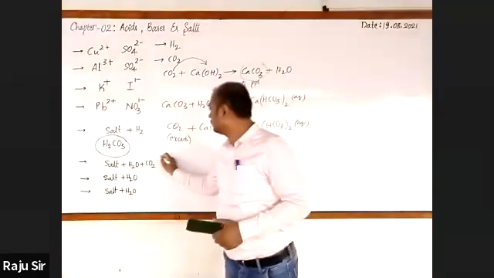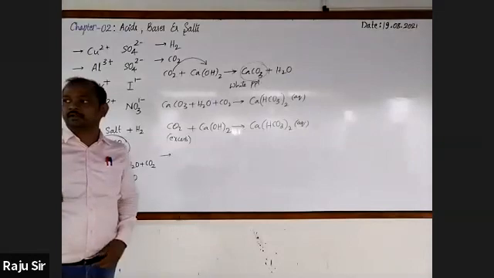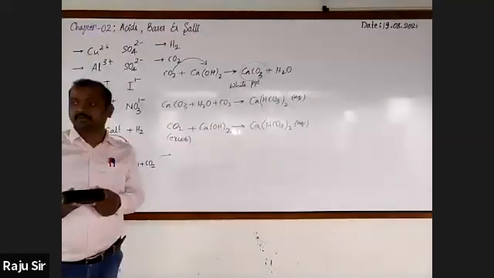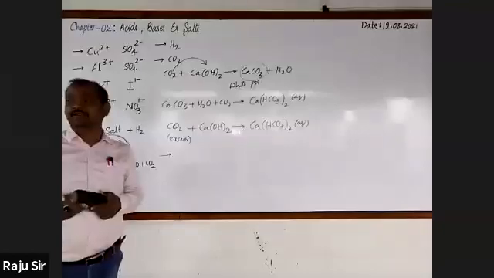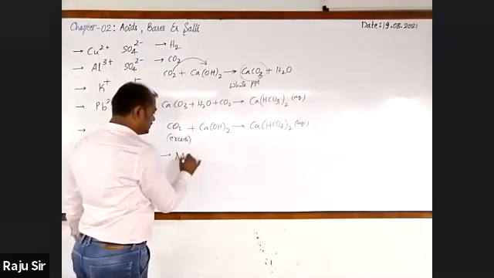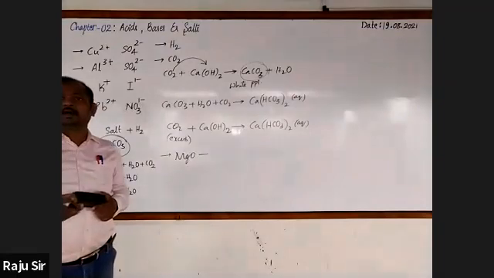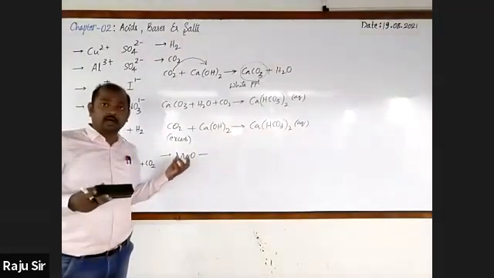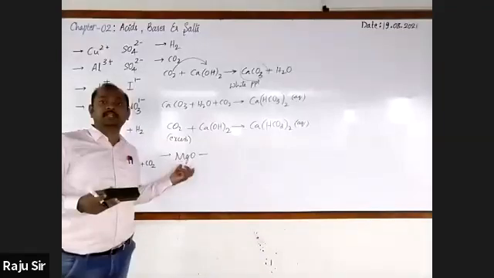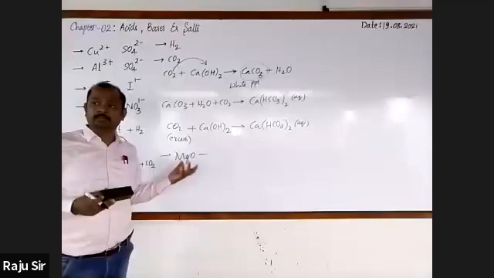Wait, one last point. We all know that metallic oxides are acidic in nature, right? No, basic in nature. Metallic oxides are basic in nature. One example is magnesium oxide. How do you come to know that it is basic in nature? How would you identify the nature of magnesium oxide? By indicators. What is the chemical nature of magnesium oxide?